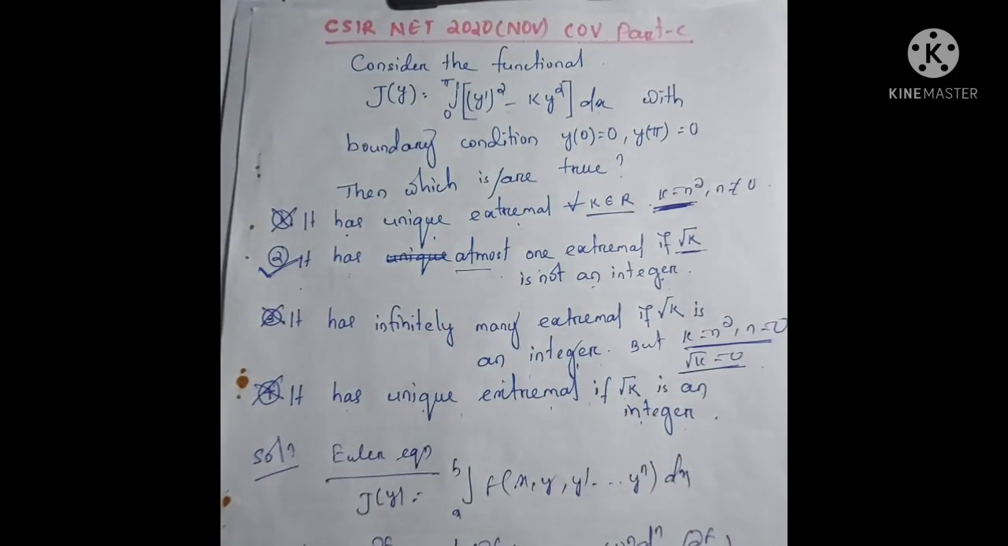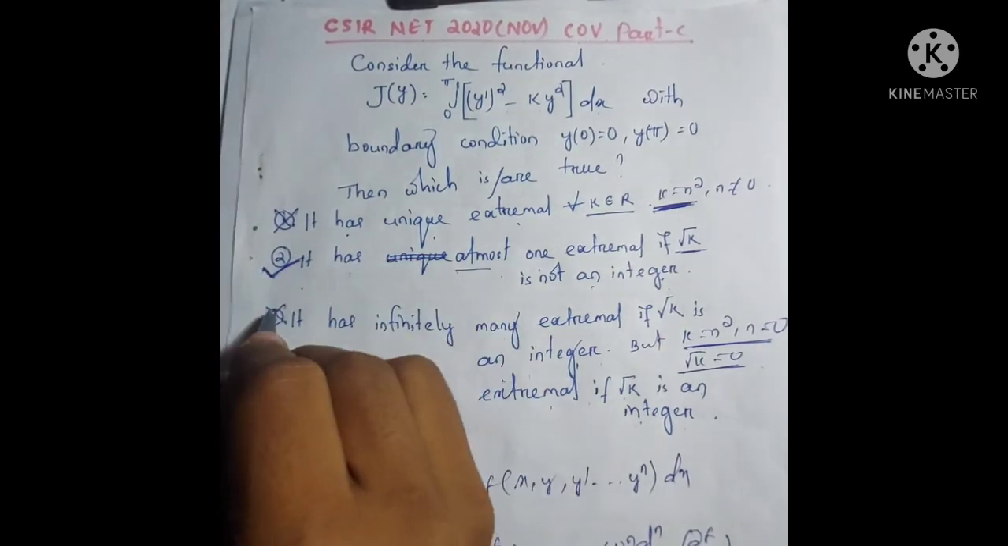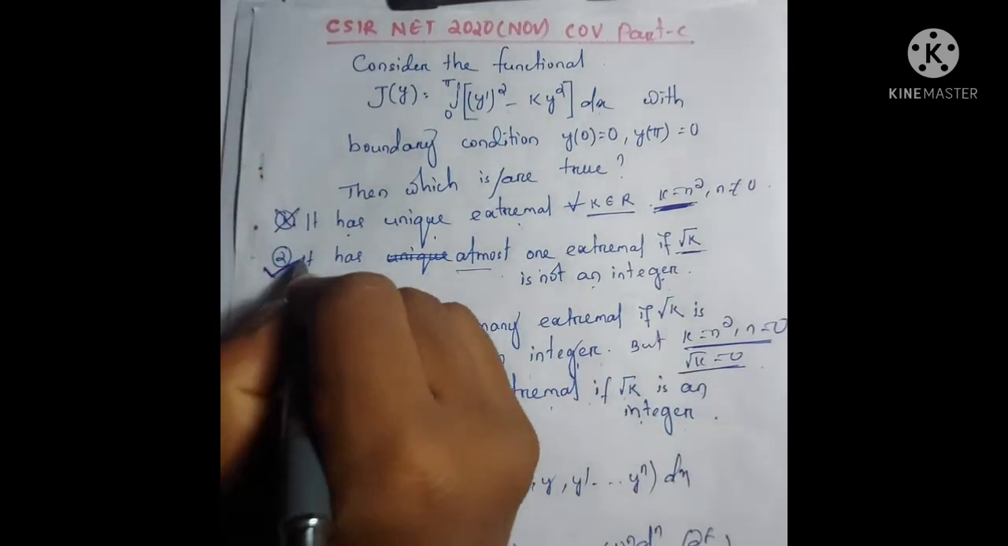So for this question, according to me, option 2 is the only correct answer. But in the official key of CSIR NET it is given that options 2 and 3 are correct answers, but I think only option 2 is the correct answer. Thank you.